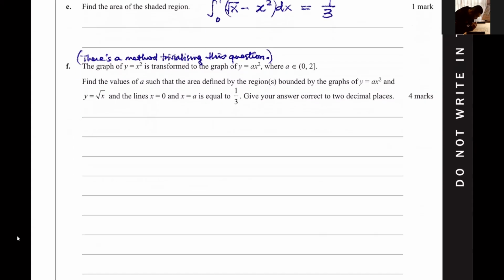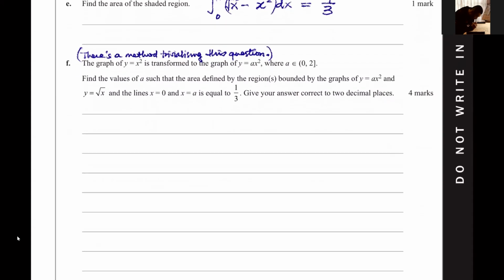Now the graph y equals x squared is transformed to the graph of y equals ax squared, where a is between 0 and 2. So a is a positive value. Find the values of a such that the area of the regions bounded by the graph of y equals ax squared and y equals root x, and the lines x equals 0 and x equals a, is equal to 1/3. Answer correct to 3 decimal places.